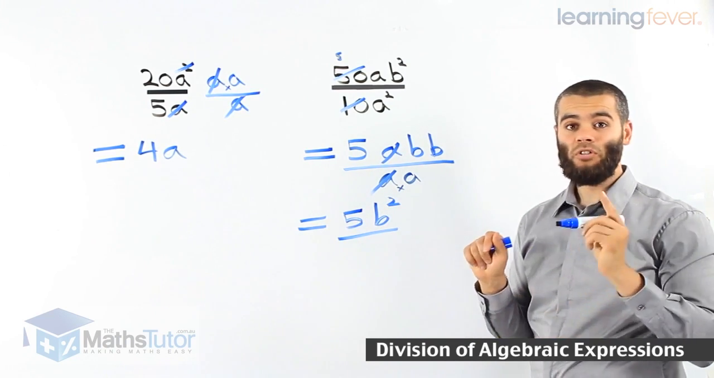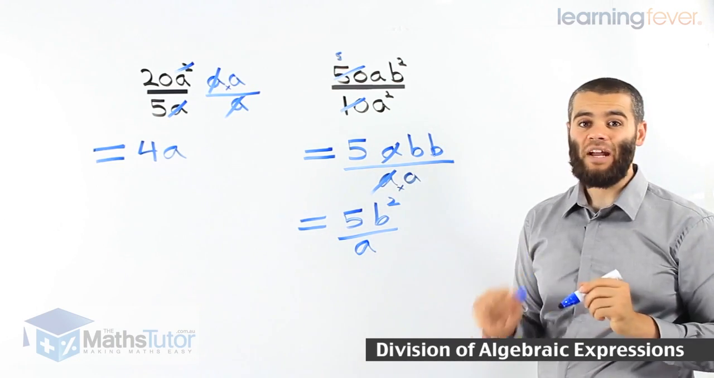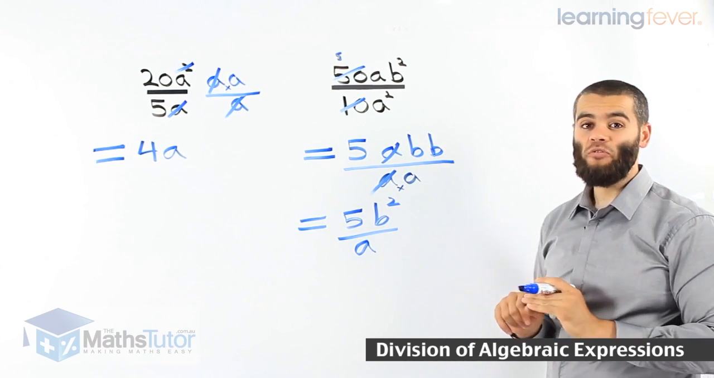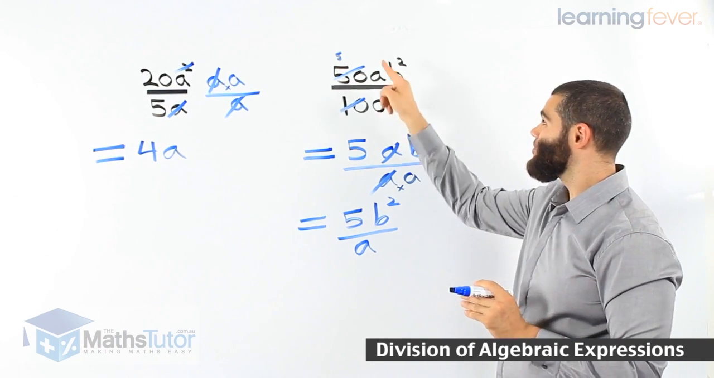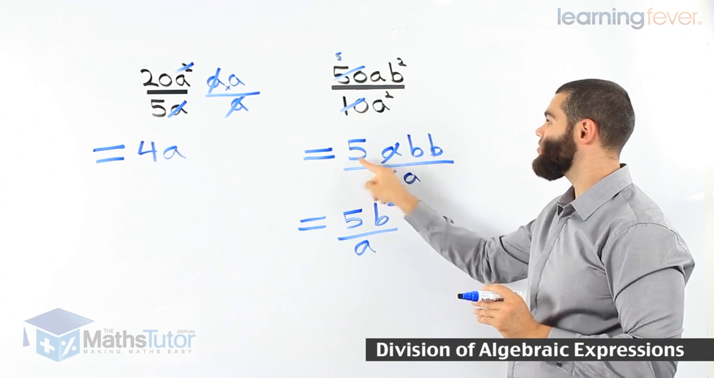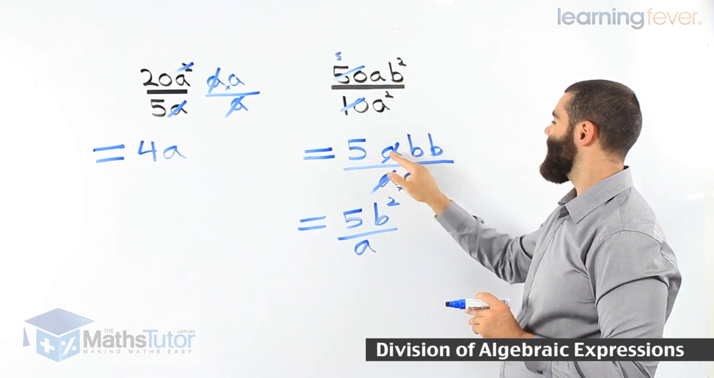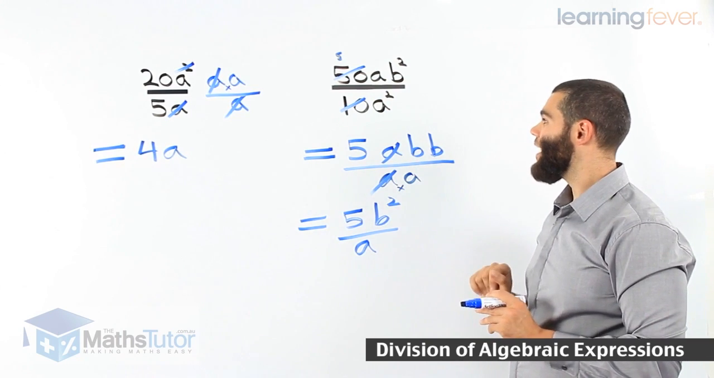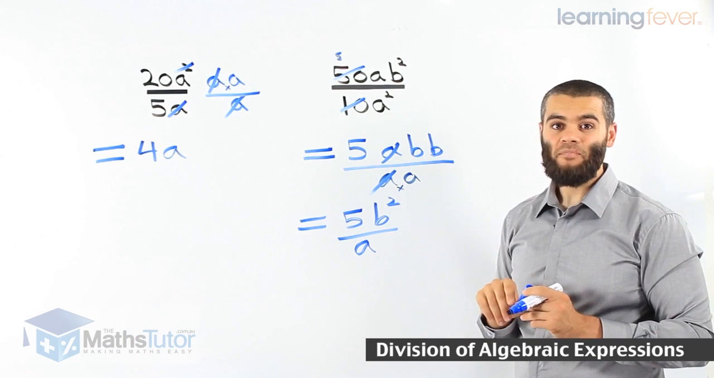And down the bottom, what do you notice? We still have an A on the bottom, so we have to write it as a fraction. So 5B over A. Let's go through it one more time. 50 divided by 10 is 5. That was easy. AB squared, which is the same as ABB. And A squared is AA, or A times A.